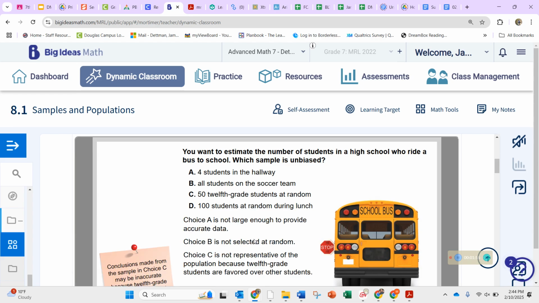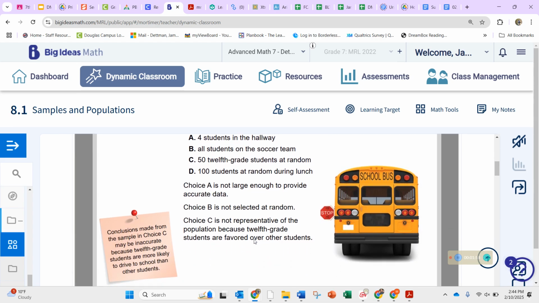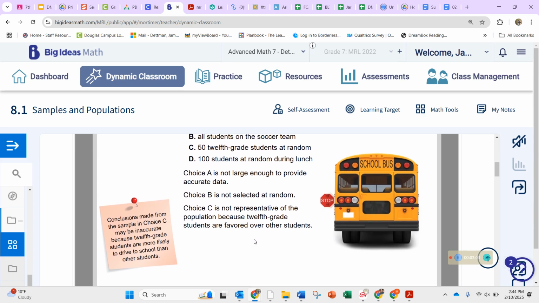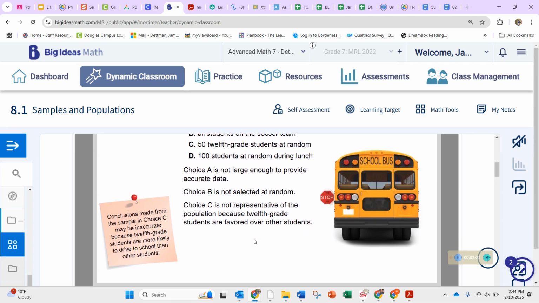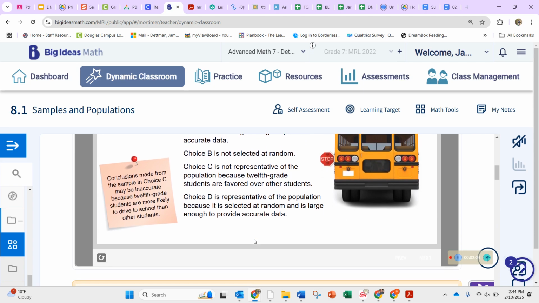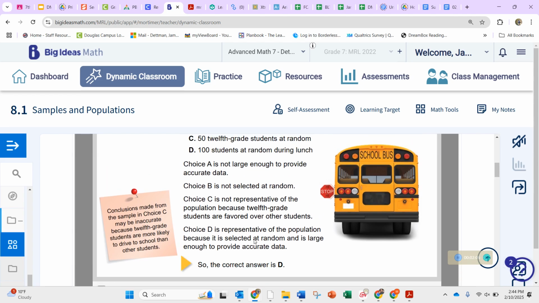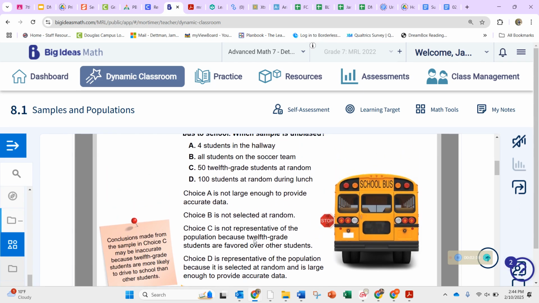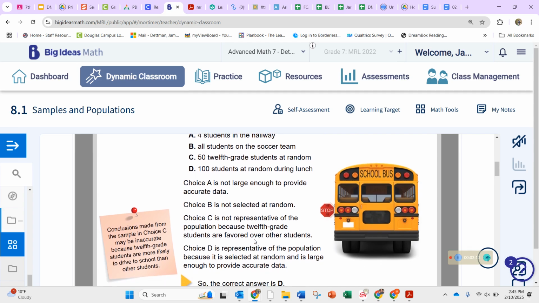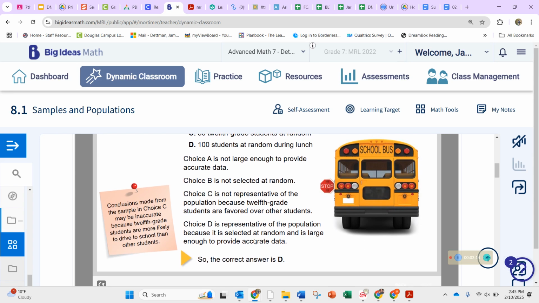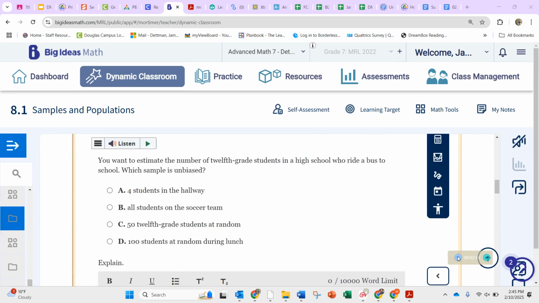And that's what it's saying. Conclusion made from sample C may be inaccurate, right? And obviously D is going to be the answer. So the correct answer is D. So if you followed along with that example, you saw why that made sense and why it worked. Let's do a different one.